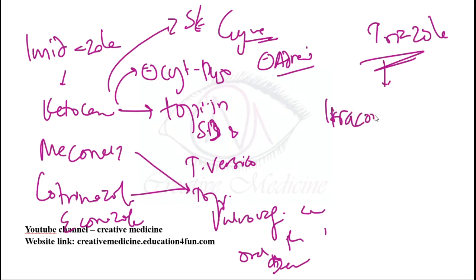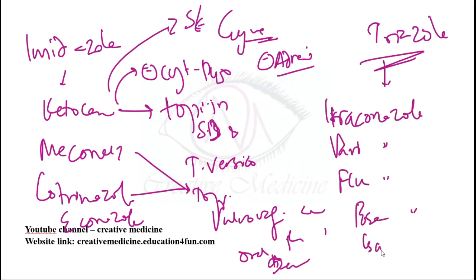These include itraconazole, voriconazole, fluconazole, posaconazole and isavuconazole. So itraconazole, voriconazole, fluconazole, posaconazole and isavuconazole are the triazoles.